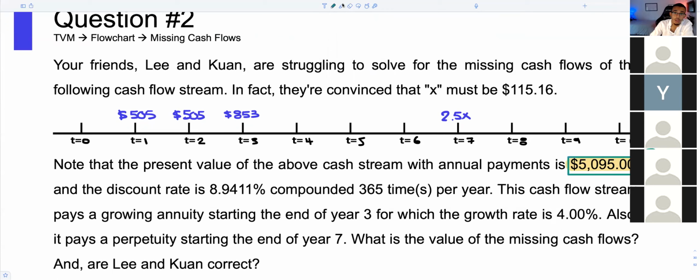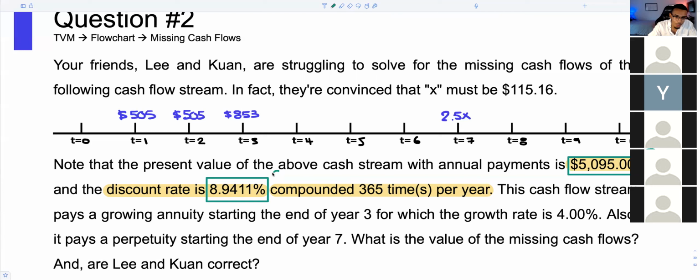So present value. And we know that the discount rate is 8.9411%. However, it's compounded 365 times per year. Now, let me ask you a question. This rate right here, is it an effective rate or is it a quoted rate? Could somebody tell me in the chat? Is this an effective rate or a quoted rate? I need a few people to write it in the chat. Effective or quoted? One more person? Thank you so much. Yeah, that's a quoted rate.